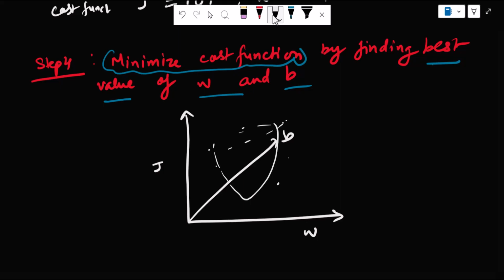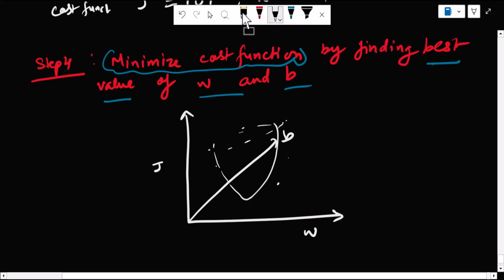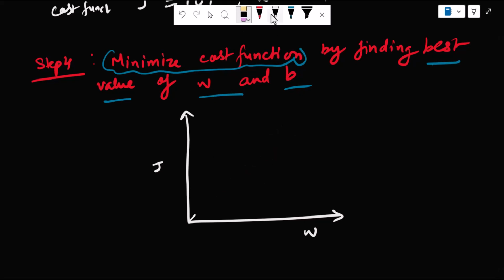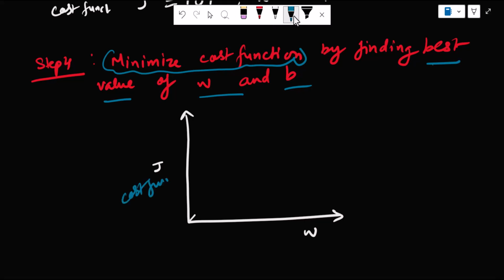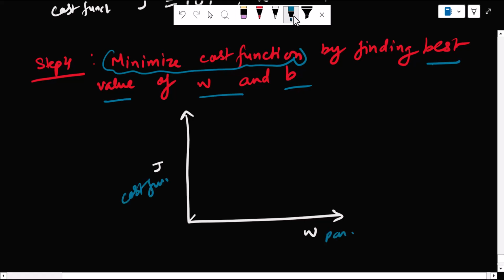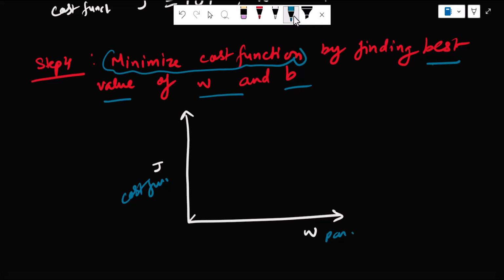So we will keep it simple. For now we will remove b from the picture for the sake of visualization only, and we will plot the graph between cost function and the value of the parameter. What does that mean? We will take different values of parameter w, and then we will see for what value of w the cost function is coming near to 0 or coming minimum.